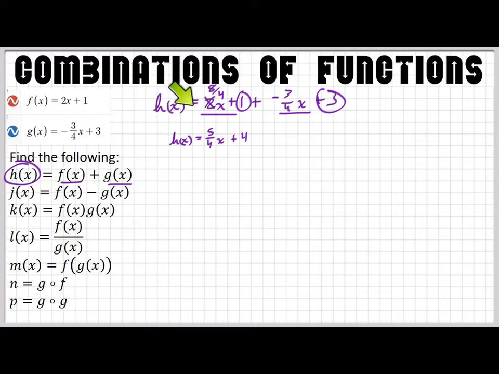Question. Changing this into 1 1/4 is fine. It's the same answer, but if I left it like this, I can easily see what my slope is. The rise is 5, the run is 4.